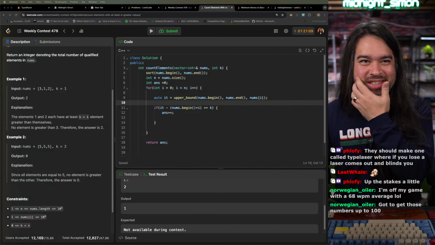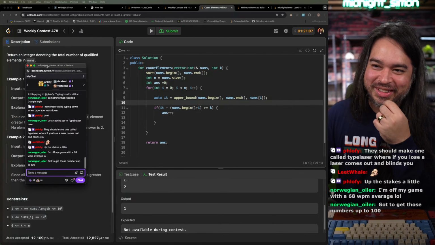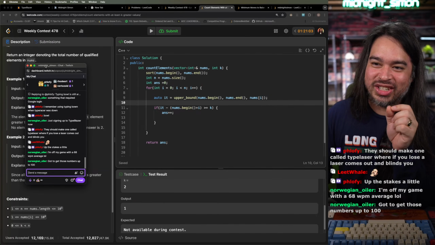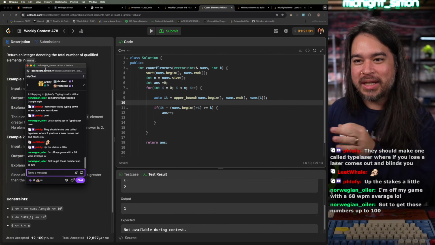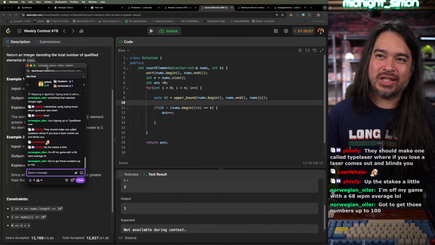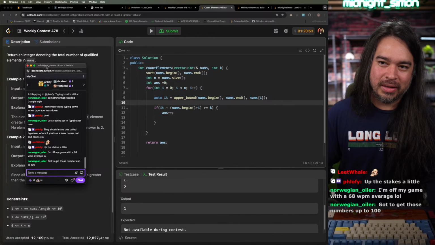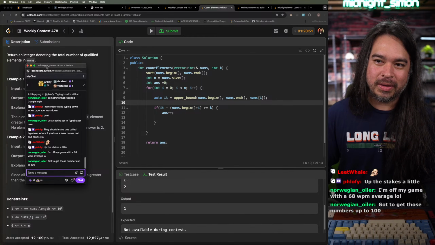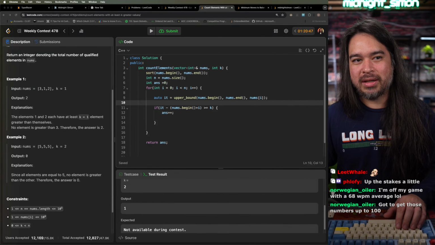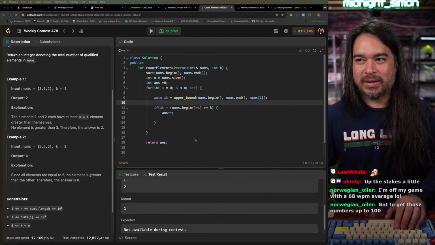Up the stakes a little? Nah, you're crazy, man. I'm off my game with the 6. Hey, the passages are a little bit hard on Type Blazer because they got weird punctuation, they got capitalization, they got weird words that aren't like everyday words. They got science words, you know. They also have numbers and whatever. So I find my WPM is lower on Type Blazer as well.